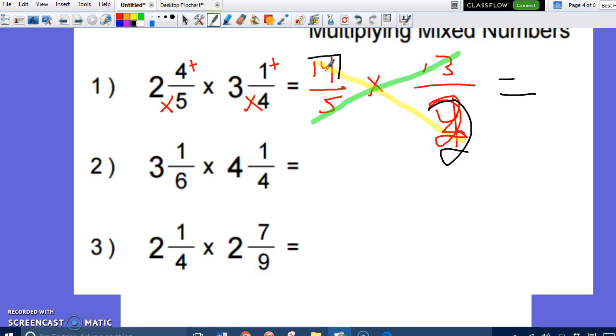So now I multiply straight across. And when I multiply straight across, I'm going to do 7 times 13. 7 times 13. And to use your chart to do that, you know that you would get 91. And do 5 times 2. Use your chart if you need to. You do what you got to do in order to get these numbers. 10. Okay?